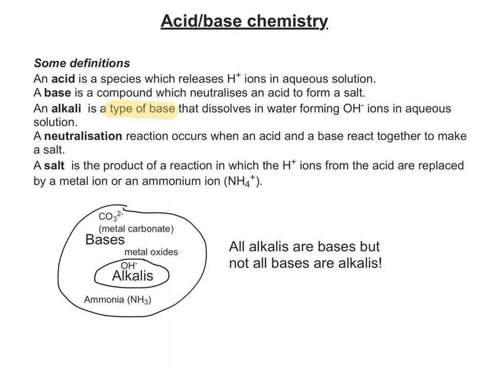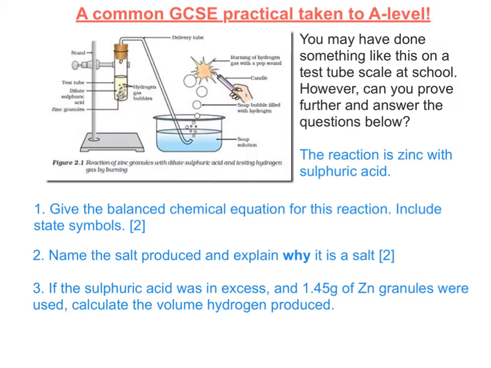So now what we need to do is have a look a bit more at what these things do when they react with each other. So let's start with an example of something you may have done at school. You might have done this using a test tube, putting some zinc and some sulfuric acid in there, and then using a lighted splint to test for the hydrogen given off. You may have had it demonstrated like this, or even maybe done it yourself like this, as in the picture.